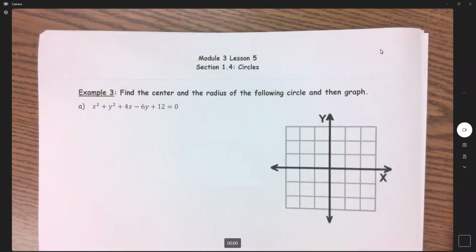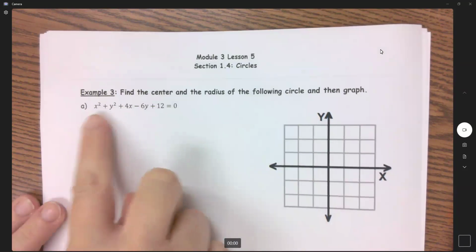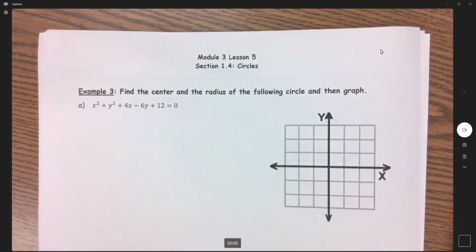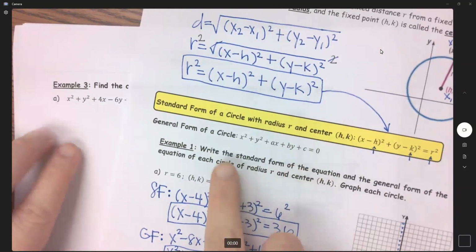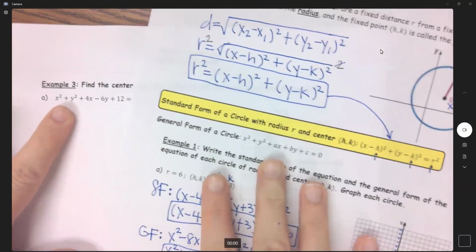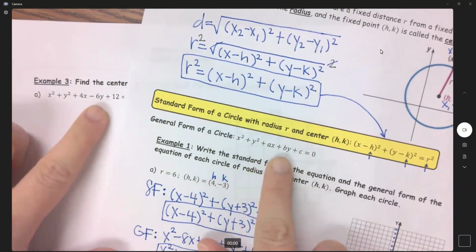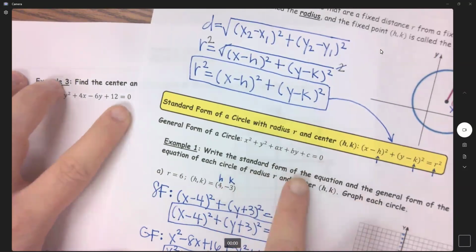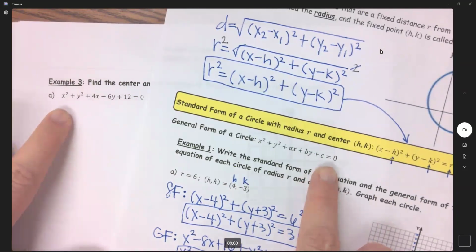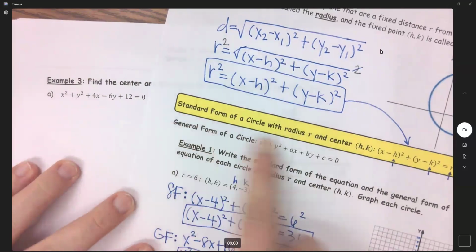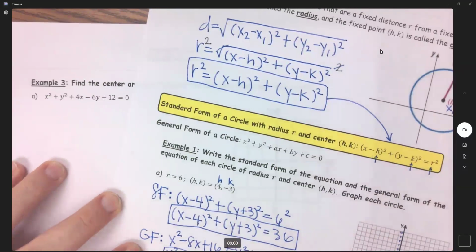The last part of this lesson on example 3 is to find the center and the radius of the following circle and then graph. The problem is here, this is in which form? That is in this general form right here, where you have your x squared plus y squared plus ax plus by plus c equals 0. So this is general form, and all the information comes from when this is in standard form.